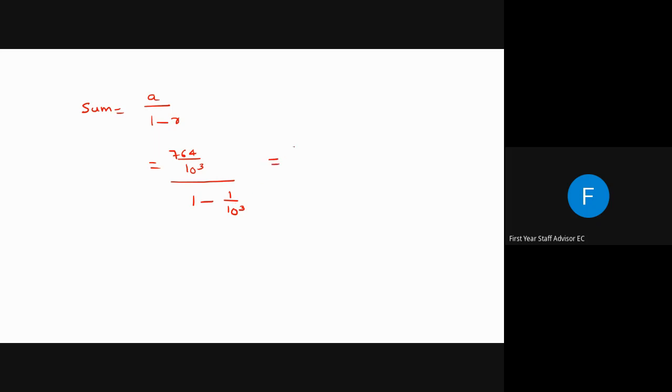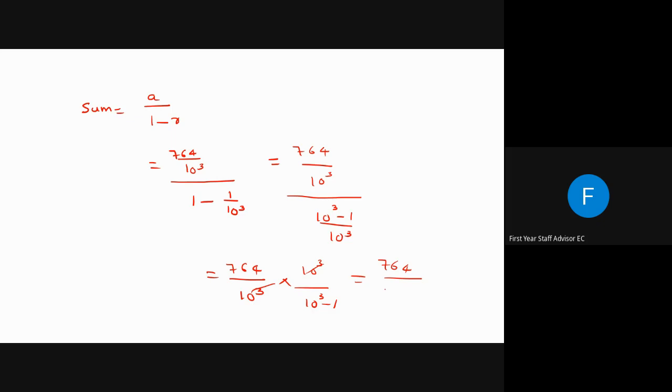That means 764 divided by 10 raised to 3, all divided by 1 minus 1 by 10 raised to 3, is equal to 764 divided by 10 raised to 3 into 10 raised to 3 divided by 10 raised to 3 minus 1. These are cancelled. That means 764 divided by 10 raised to 3 minus 1, that means 1000 minus 1, 999.